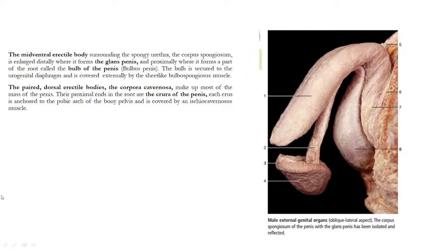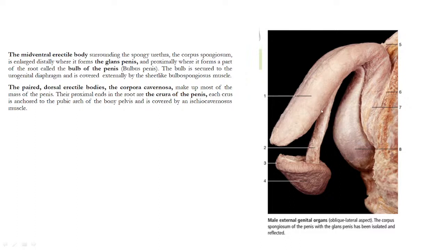The corpus spongiosum is enlarged distally where it forms the glans penis, and proximally where it forms a part of the root called the bulb of the penis, bulbus penis. The bulb is secured to the urogenital diaphragm and is covered externally by the sheet-like bulbospongiosus muscle.